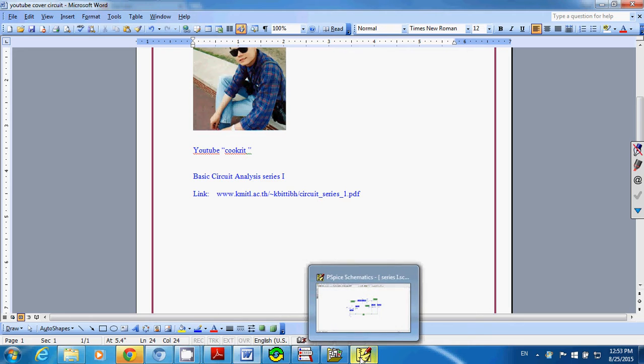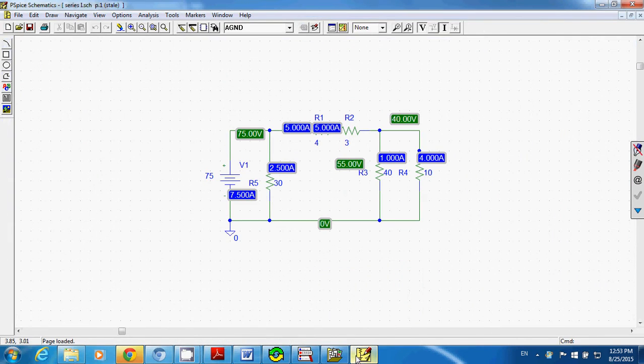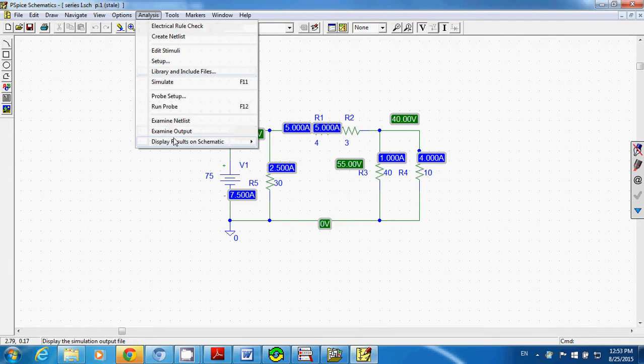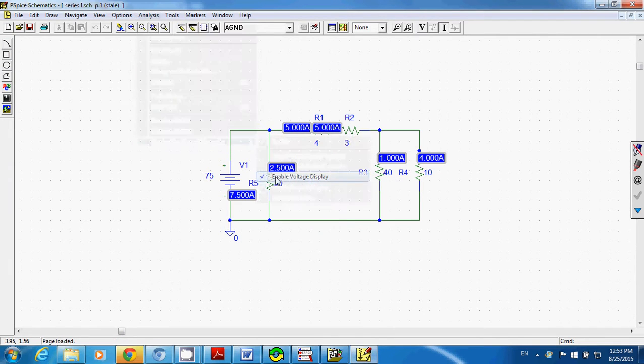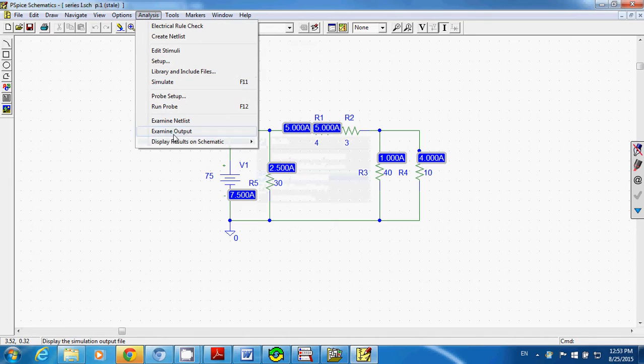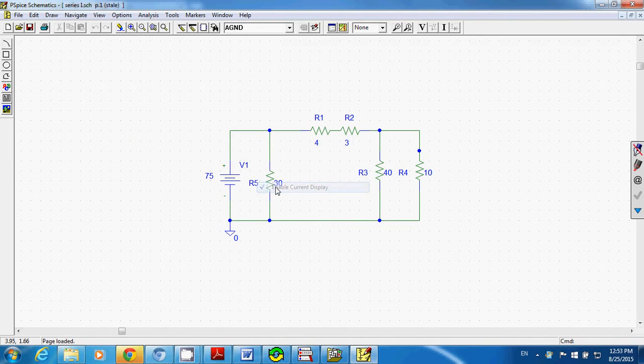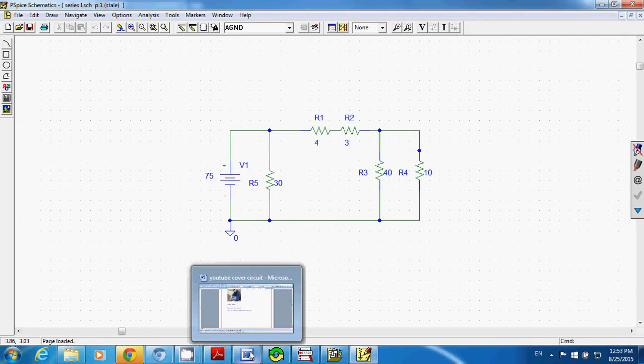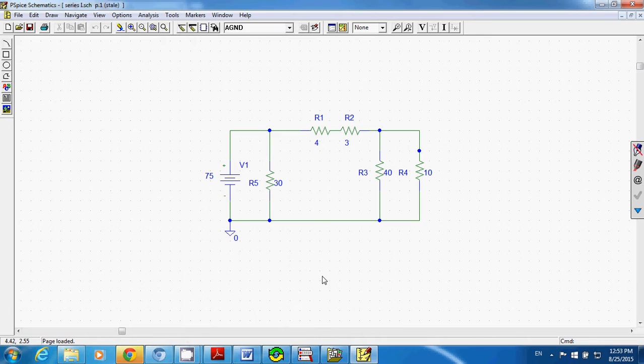Okay, what I'm going to do is use PSpice to analyze the circuit, as well as do hand calculation. Just keep in mind that I'm going to use both PSpice and hand calculation to compare, and to make it easier to analyze the circuit.